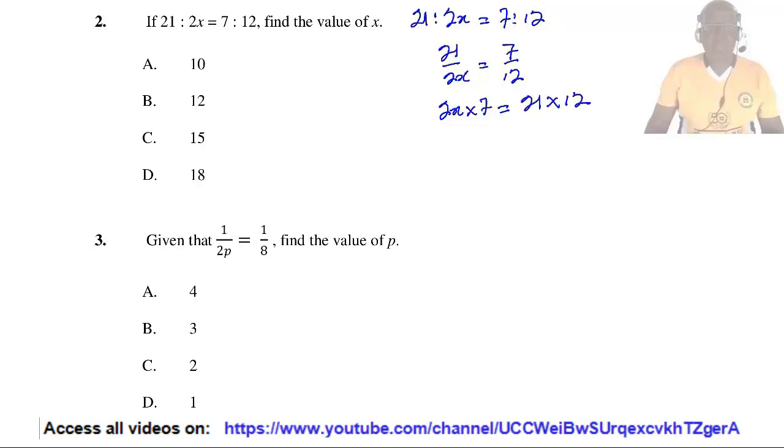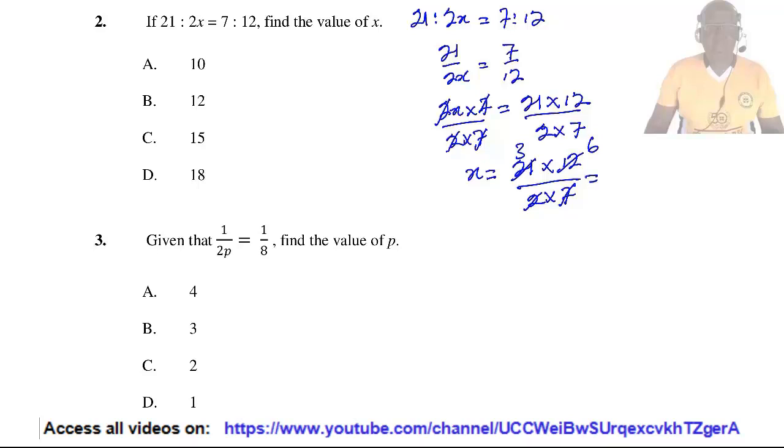We shall divide through the equation by 2 times 7. 2 times 7 cancels 7. So we shall be left with s to be equal to 21 times 12 divided by 2 times 7. 2 goes here, 6. 7 goes here, 3. So we are left with 3 times 6, which equals to 18. So the answer is D.